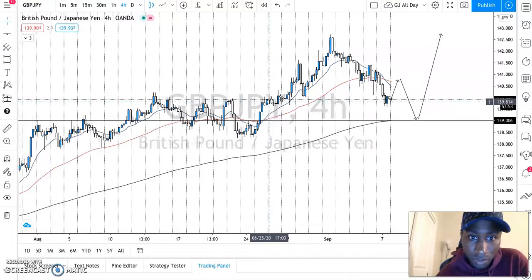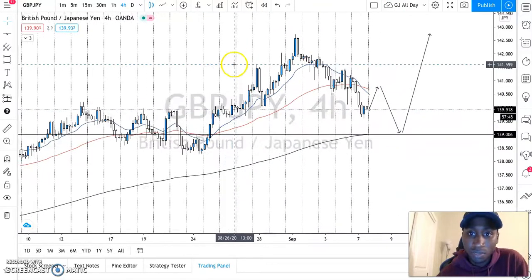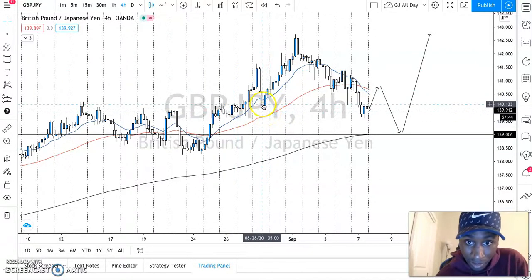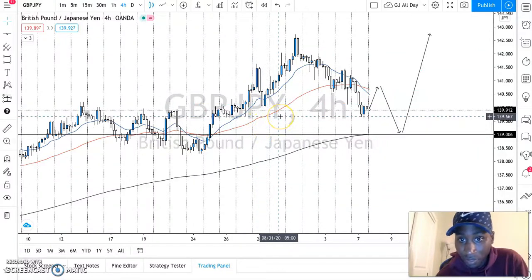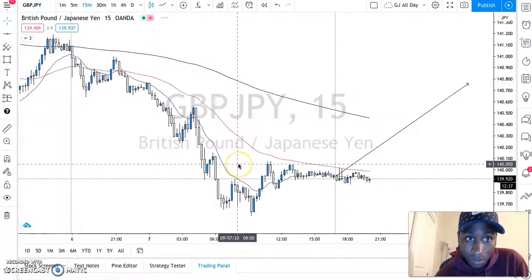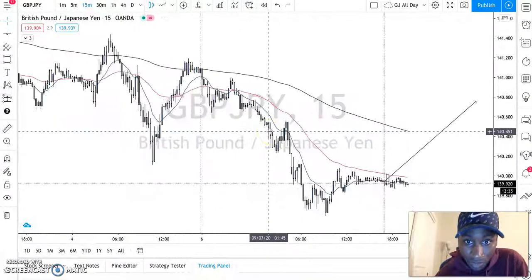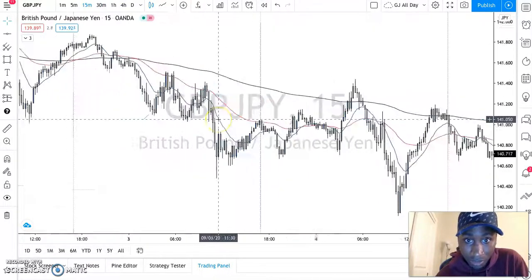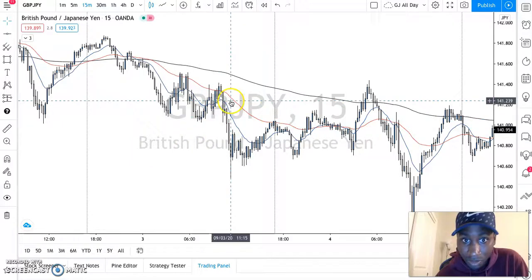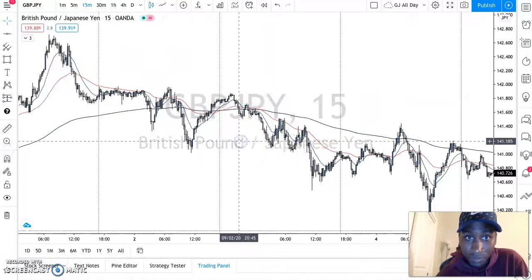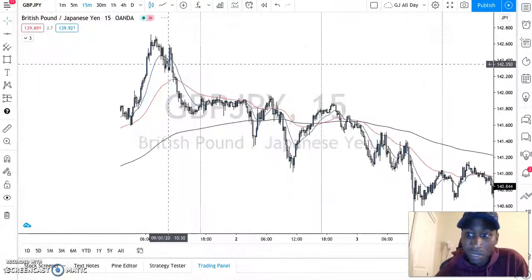If you have any questions, obviously let me know in the chat. And remember, 14 above the 50, buy. 14 below the 50, sell. And we want a lot of space. So if we look at the M15, a lot of space. We got the cross, a lot of space. See this? But we had a lot of space up here. So that's it.